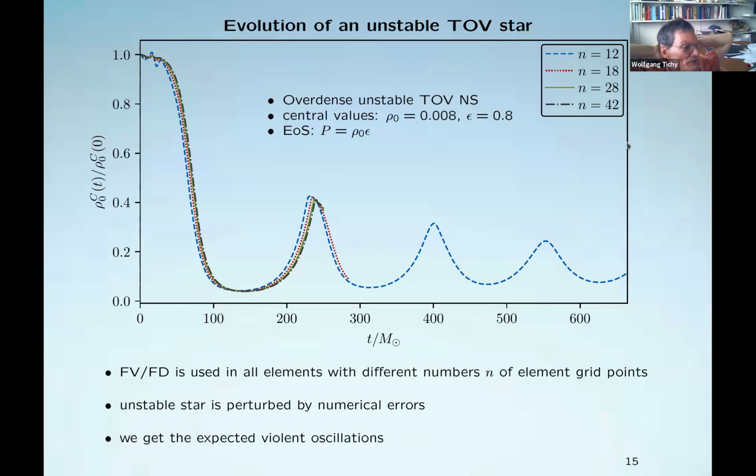And this is no longer the Cowling approximation. Here we also evolved the gravitational fields. And we expect these sort of violent oscillations in this configuration, and the code can actually handle them. So this is a test that tests our finite volume and finite difference methods, just to make sure that they actually work.